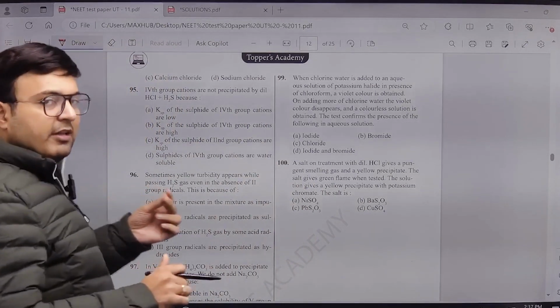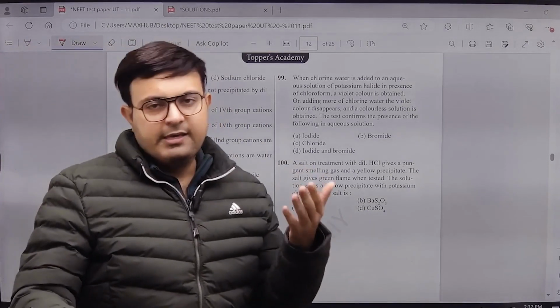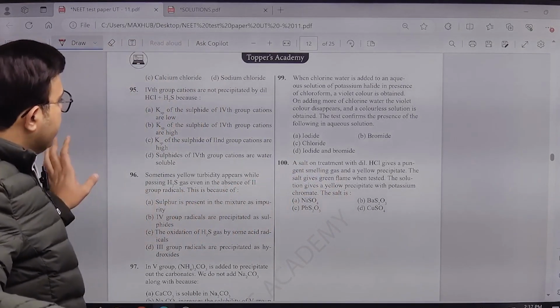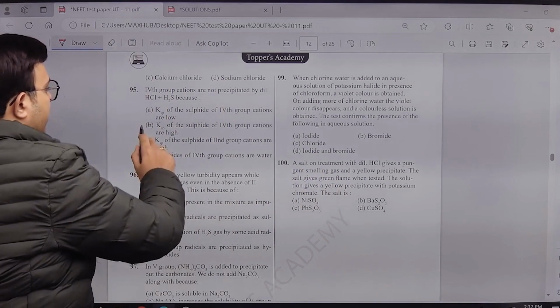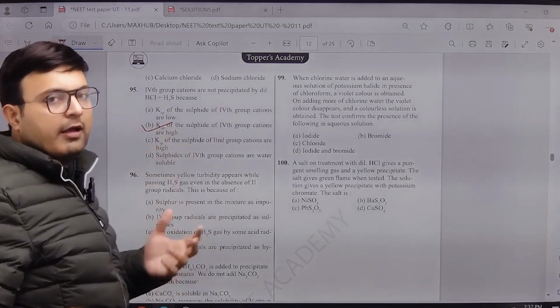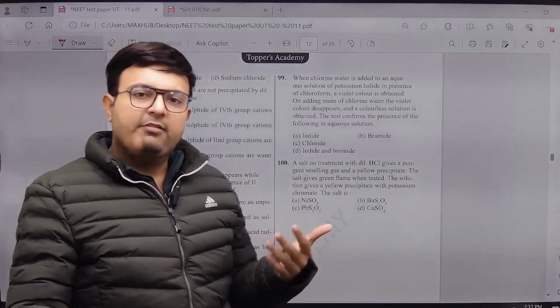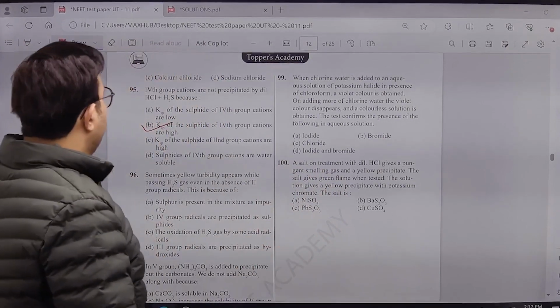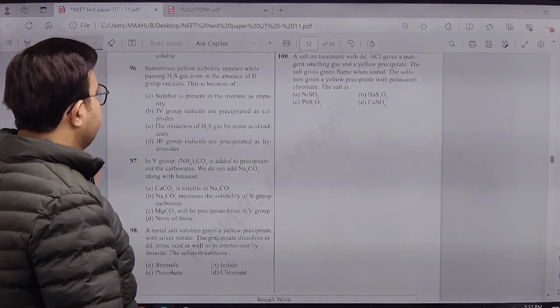They are giving it in the form of KSP. Higher KSP, higher solubility. So the KSP of sulfides of fourth group cations are high. They have high KSP, they have high solubility, and they remain dissolved and do not give precipitate. We'll go to the next question, which is question 96.